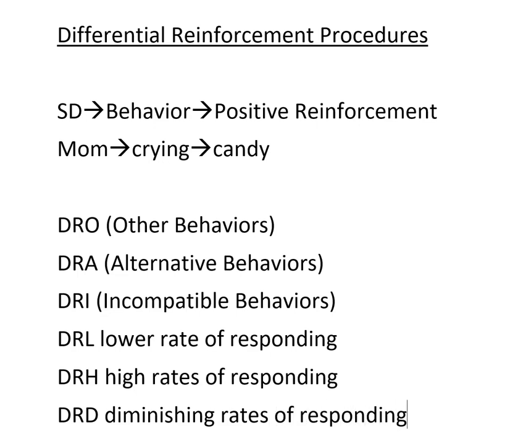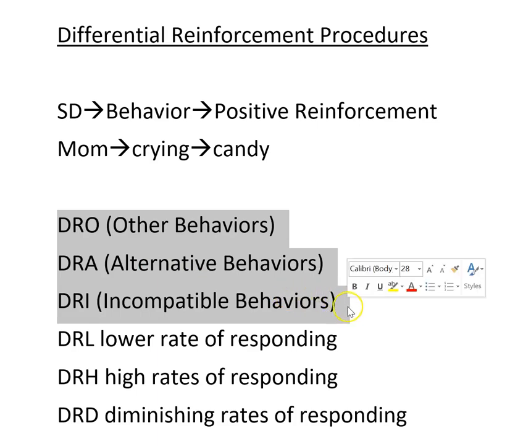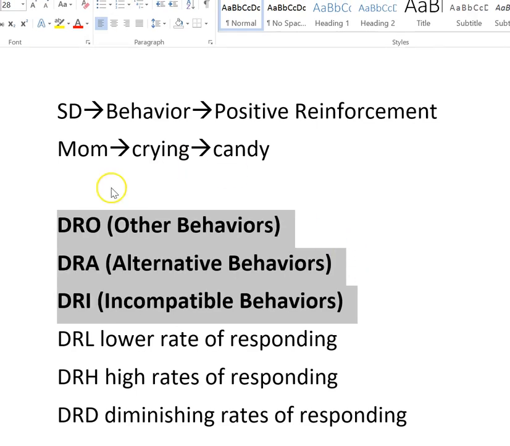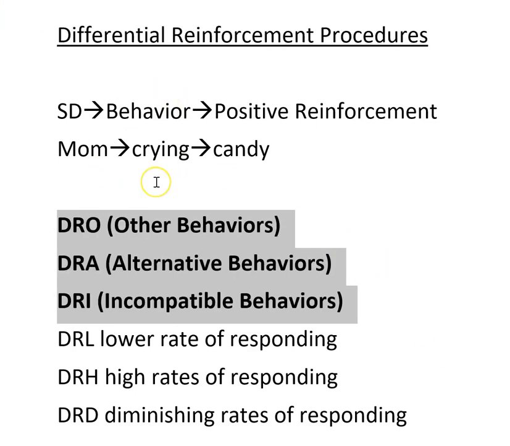Now, our main kinds of DRs are the first three. Okay, I'm gonna highlight them, and let's go over one at a time. So, we're gonna use this example here of the mom in the supermarket. The kid's crying. The reinforcement is candy. And our goal here is to decrease the crying behavior.